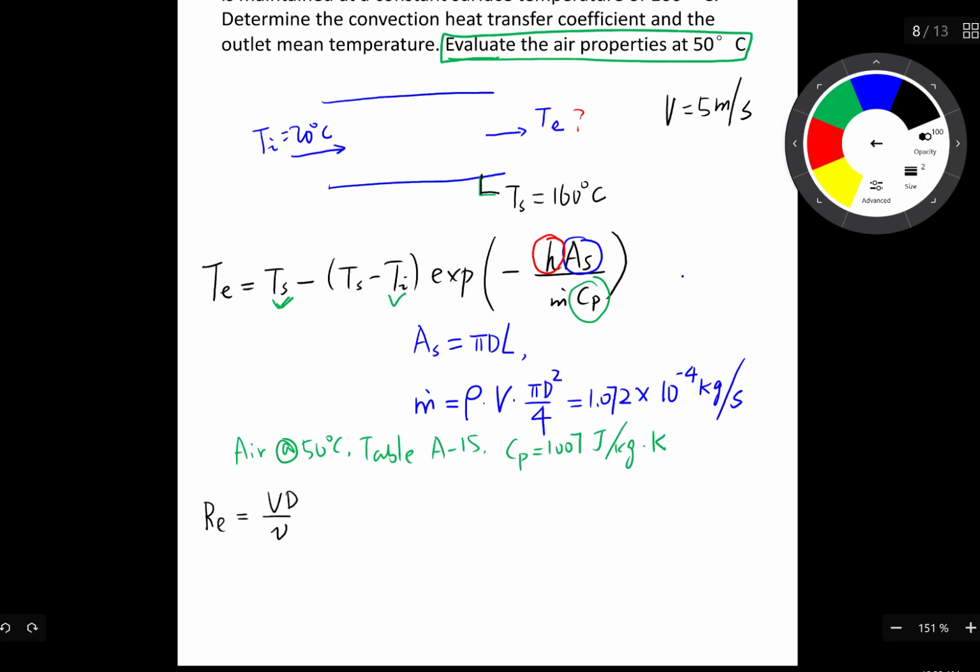Reynolds number is V d over nu, where nu is the kinematic viscosity. And kinematic viscosity could be found from table 8-15 at 50 degrees Celsius. So we find this is smaller than 2300. So we know this is laminar flow.